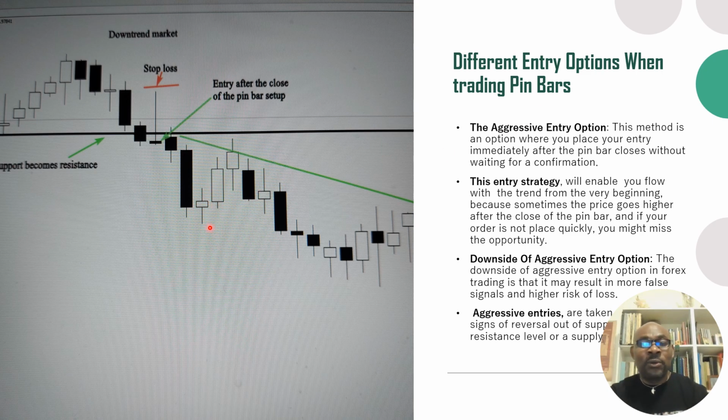That is why you see people, as soon as the pin bar closes, just put their stop loss, because the stop loss will be very tight and minimal. Then they will just flow with the trend. So that is how it is, guys.